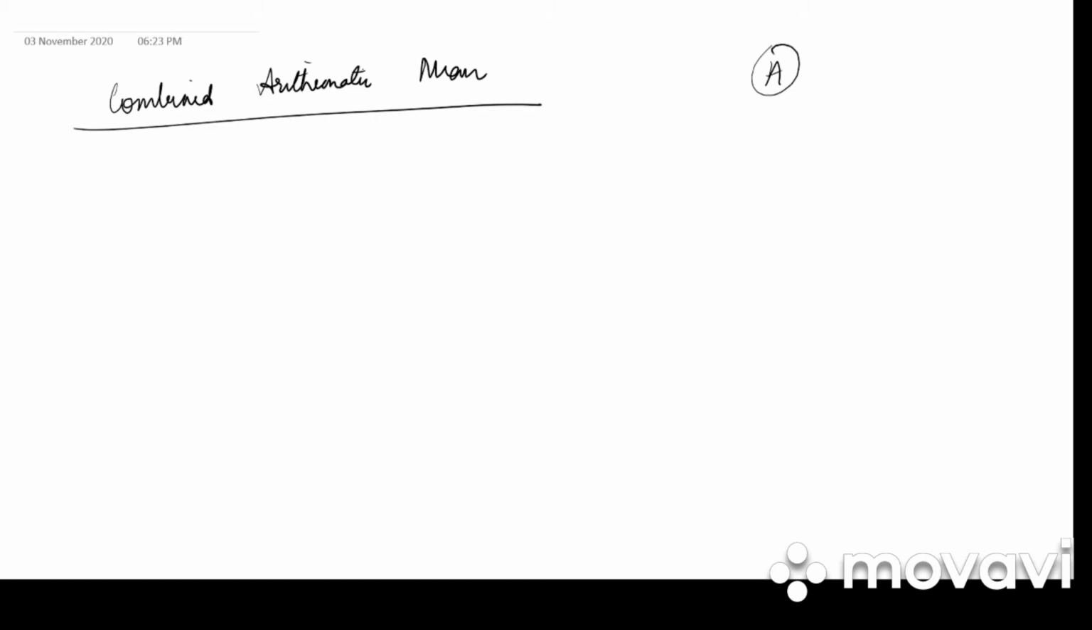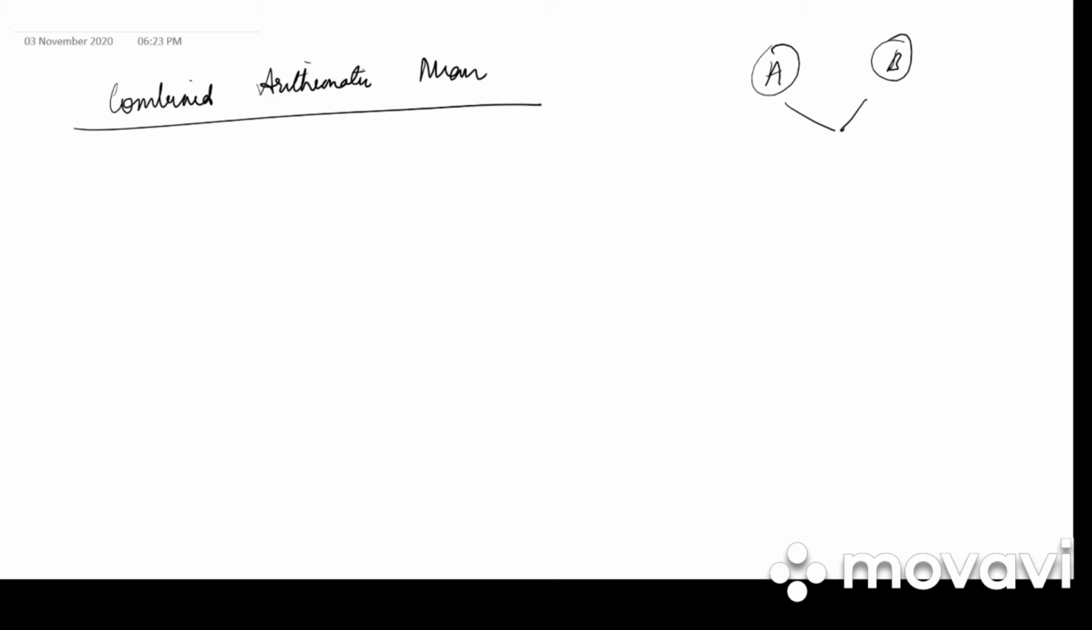Take down the next side heading. Combined arithmetic mean. So sometimes what happens, they will be giving us 2 or more parts of series and number of items in each part. Say for example, they'll give us marks of A and B. So there are 2 separate items and they will be giving us value of both these items. In such case, we need to find out the combined mean.